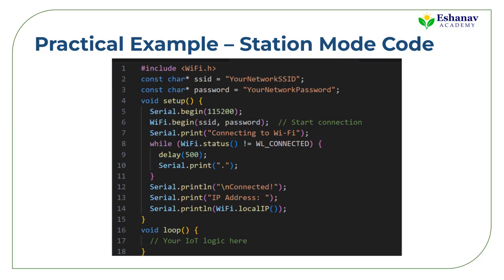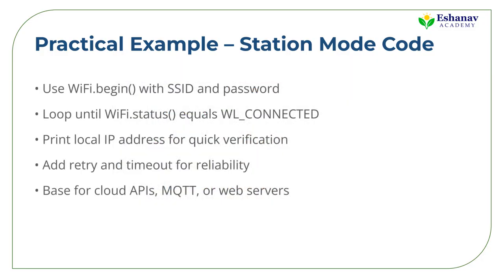The key lines are WiFi.begin, SSID, password, to start the connection, and WiFi.localIP, to check the assigned address. In real projects, I always add retry logic with a timeout, otherwise, your code might hang if the router is unreachable. Once connected, that IP address is your gateway to serving web pages, sending MQTT messages, or pulling data from APIs. Always log it to serial. It'll save you countless debugging hours when troubleshooting network issues.